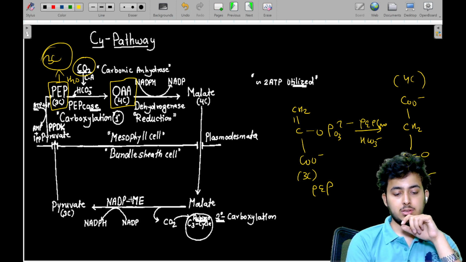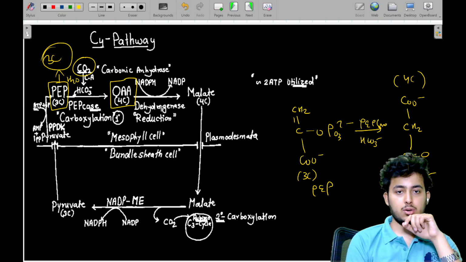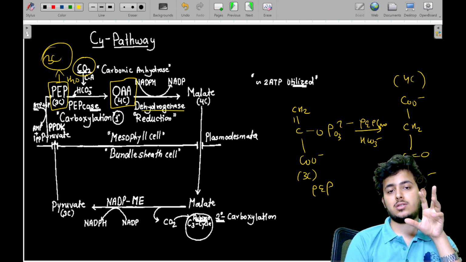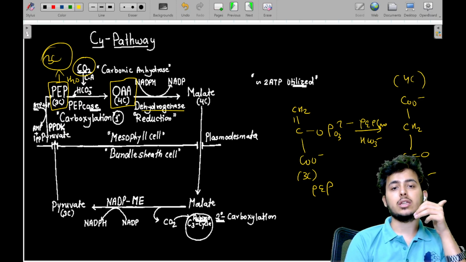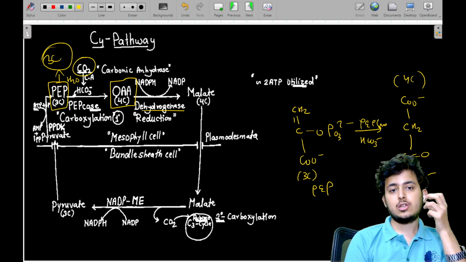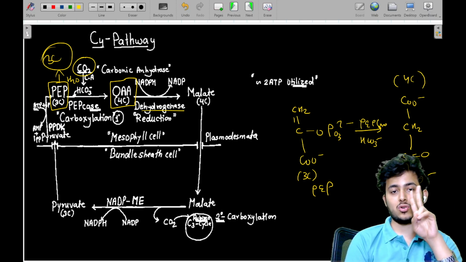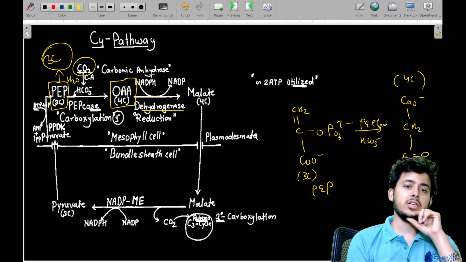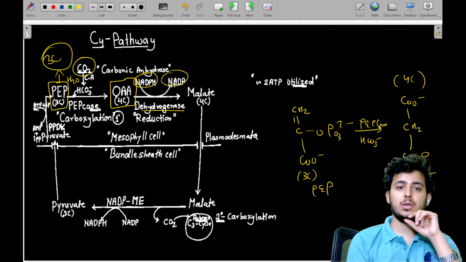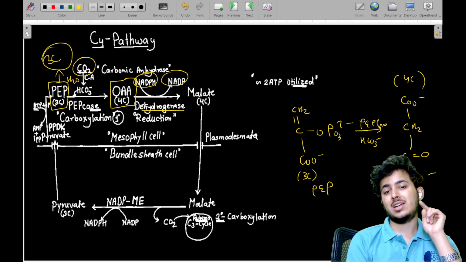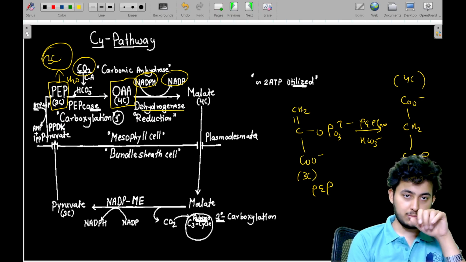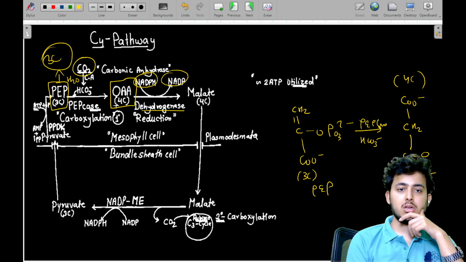Now what will happen is this oxaloacetate, with the help of a dehydrogenase enzyme. What is the function of dehydrogenase? Basically, dehydrogenase is helping in the reduction process. If reduction is happening, these are oxidoreductive reactions. Then NADPH must be oxidized to NADP, and the H plus that is released will help in the reduction, and because this is a redox reaction, this oxaloacetic acid will be further reduced to malate.